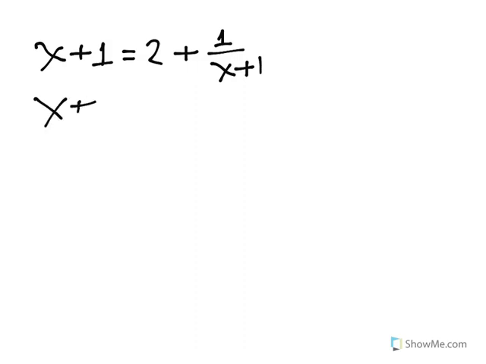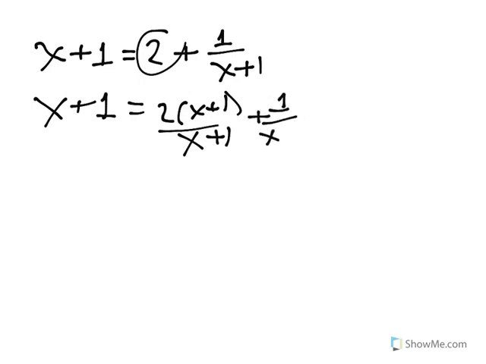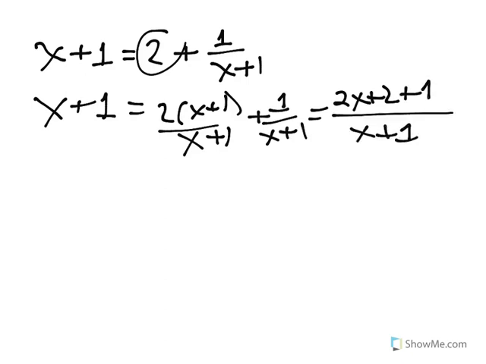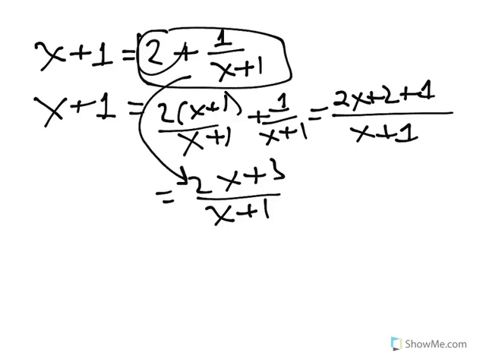Okay, the way we continue this question is we get common denominators. So this 2 turns into 2 times x plus 1 over x plus 1, plus 1 over x plus 1, which is 2x plus 2 over x plus 1, plus 1 like that, which is 2x plus 3 over x plus 1. And if you're able to go straight from here to here, that's fine. In your head, you imagine 2 times x plus 1 is 2x plus 2, plus the 1 is 2x plus 3. That's fine.